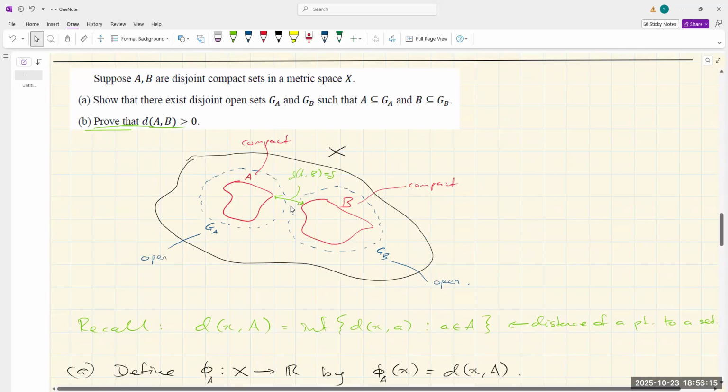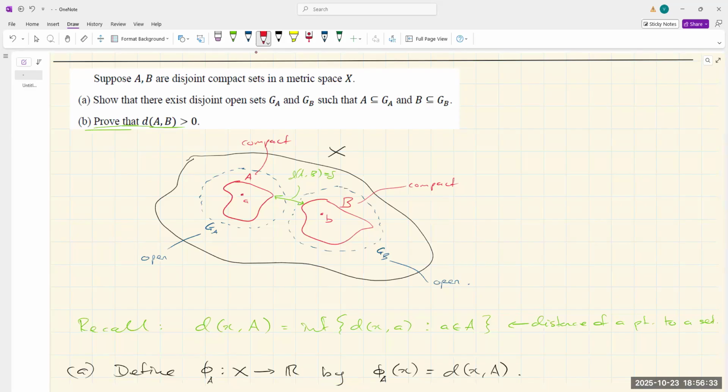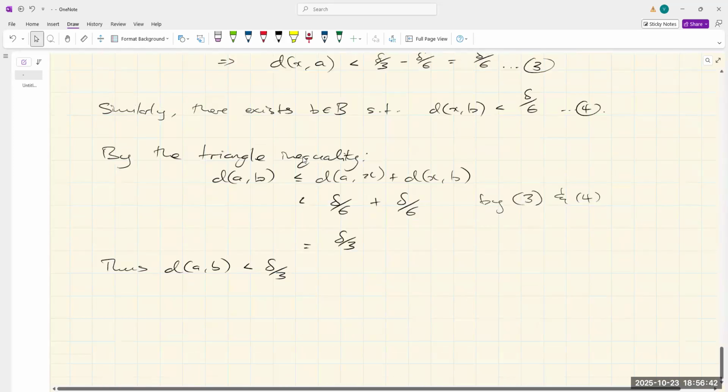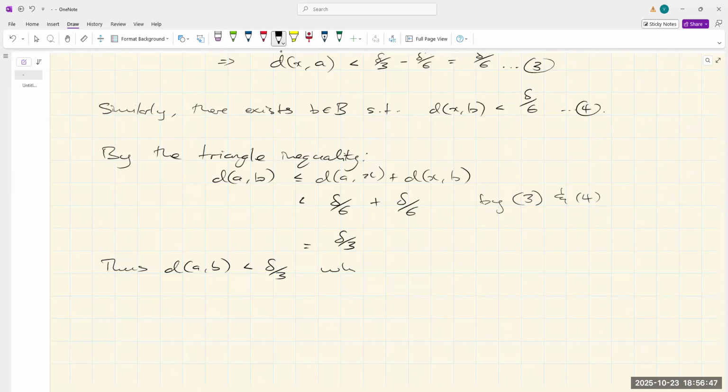The closest this distance could be, the minimum or the infimum this distance could be, is delta. So the closest these 2 points, A and B, could be is delta. Here's A and here's B. According to this diagram, the closest this distance could be is delta. But I'm getting this distance to be less than delta over 3. Okay, so that's a contradiction, which is a contradiction.